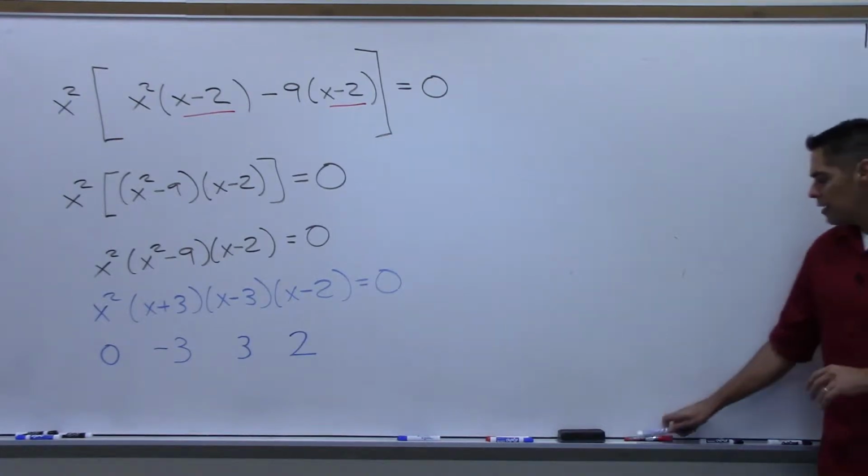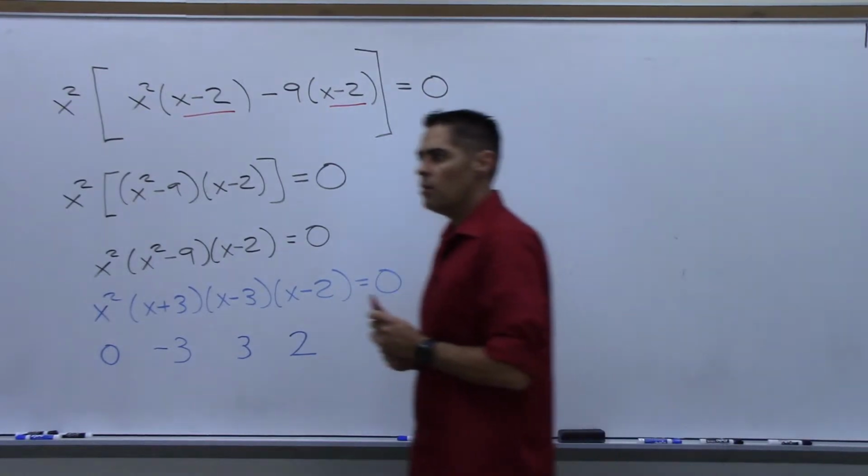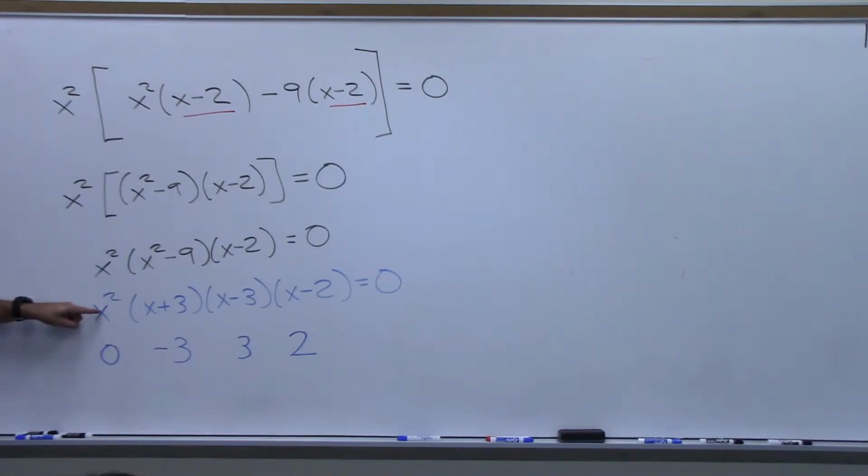The question now is whether or not I touch or cross at each of those. So let's look at the multiplicities. What is the multiplicity of the factor that creates this 0? So you go back to its factor. What's its multiplicity? 2. Even means touch.